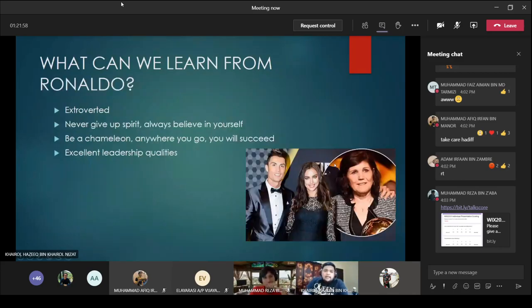On the other hand, what can we learn from Ronaldo? Ronaldo is an extroverted person. He is the symbol of a never-give-up spirit. He always tells us to always believe in ourselves. So, like Ronaldo, we need to be like a chameleon. Anywhere we go, we will win. We will succeed. Like Ronaldo, anywhere he goes, he will win trophies for the team. The most important thing is his leadership skills. He is a very good leader for his country and his team.